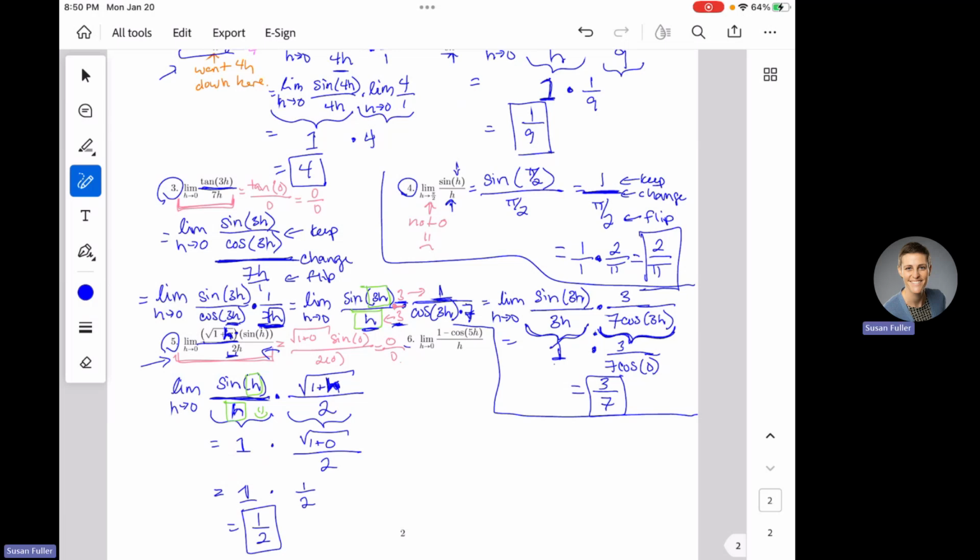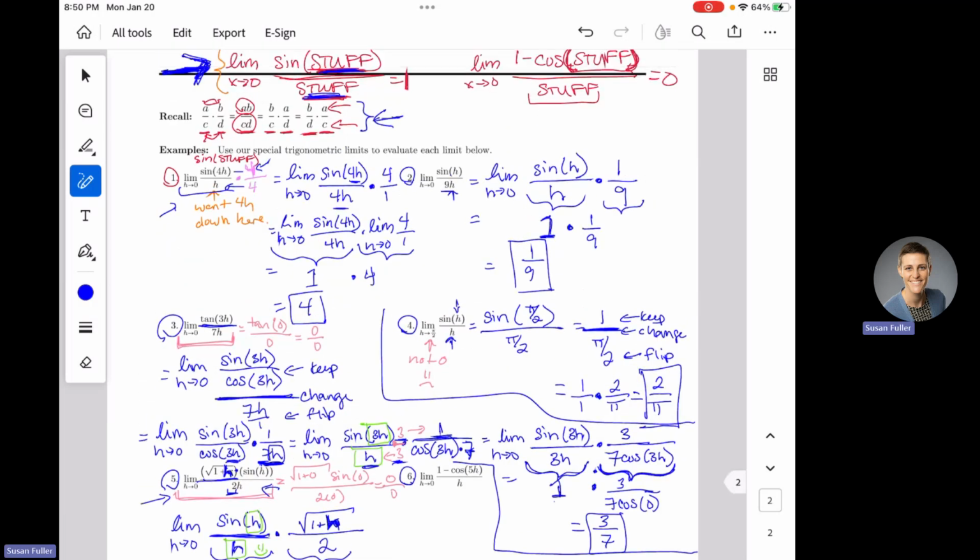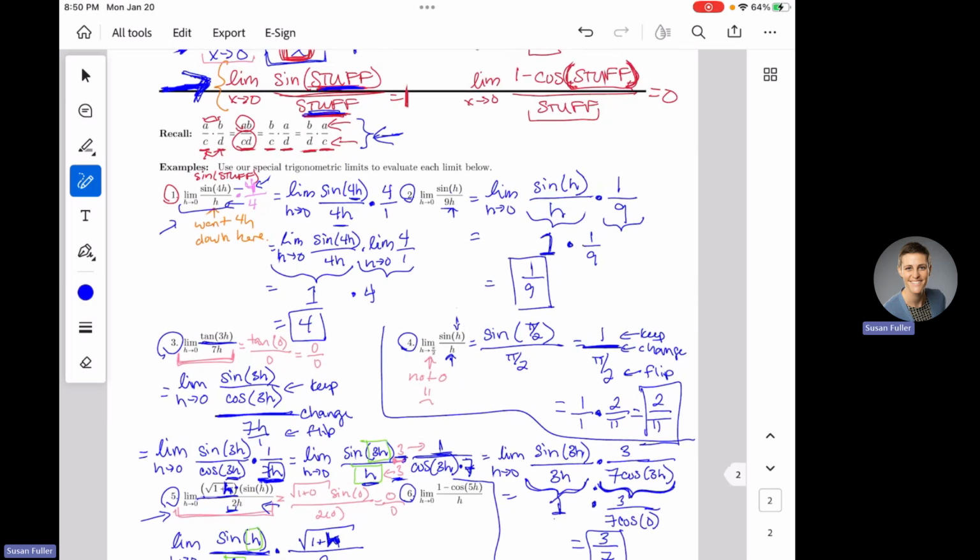All right, and then the last one, we're going to do number 6 here. The limit as h goes to 0 of 1 minus the cosine of 5h all over h. Okay. Again, you could plug h equals 0 in if you wanted to. You would get 1 minus the cosine of 0 all over 0. And since the cosine of 0 is 1, we've got 1 minus 1, which is 0 on top over 0 on the bottom. We're stuck.